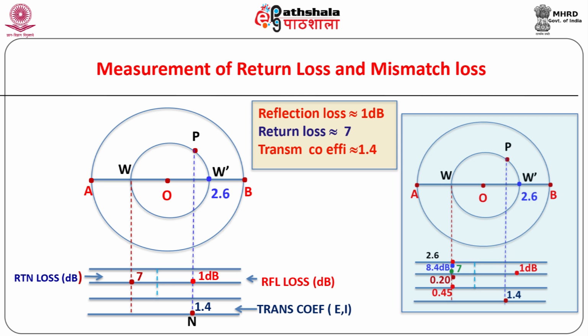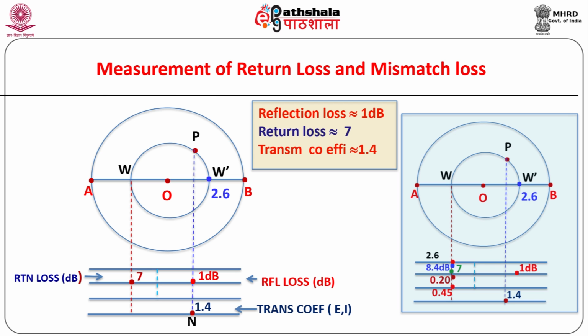Step number 5, transmission coefficient. From point P, draw a line perpendicular to OB. Step number 6, note the reading, approximately 1.4, at the point N where this perpendicular line intersects the horizontal scale to measure the transmission coefficient, on the last, that is the fourth horizontal scale, marked with transmission coefficient E or I.